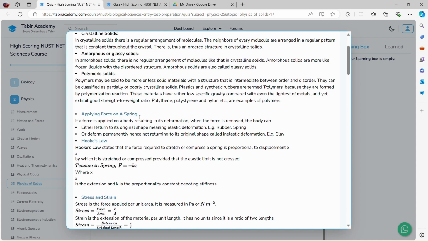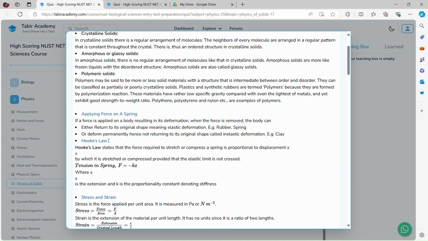Applying force on a spring. If a force is applied on a body resulting in its deformation, when the force is removed, the body can either return to its original shape, which means elastic deformation, as in a rubber spring, or it can deform permanently, hence not returning to its original shape, called inelastic deformation, as in clay.